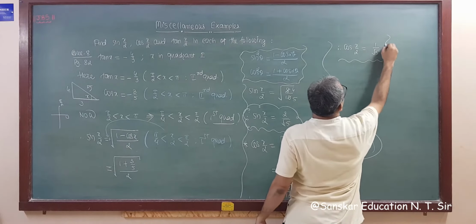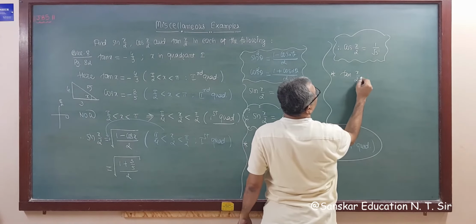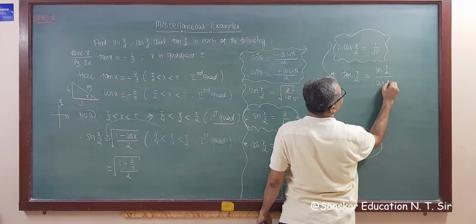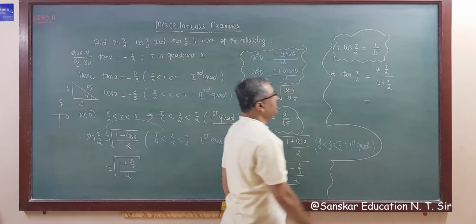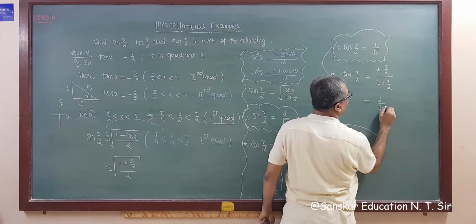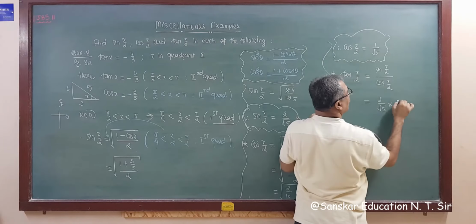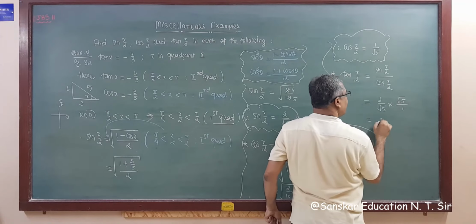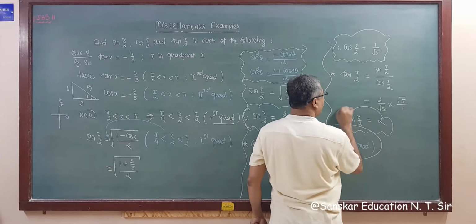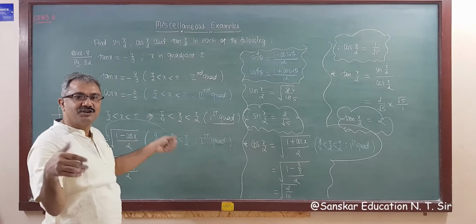So cos x by 2 is 1 upon root 5, and finally we get tan x by 2 is equal to sin x by 2 upon cos x by 2. So sin x by 2 is 2 by root 5 into cos x by 2 is 1 upon root 5. So 1 upon root 5 comes here, so the answer will be 2. So tan x by 2 is equal to 2. That is your answer. Got it? So kind of simple, nothing to do.